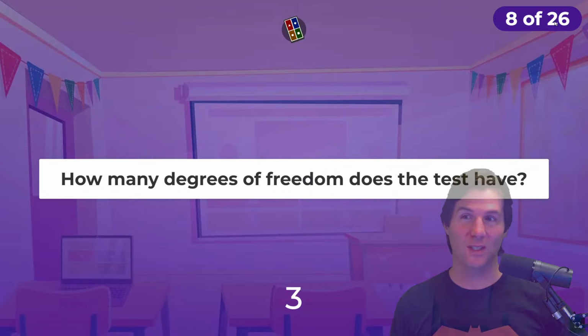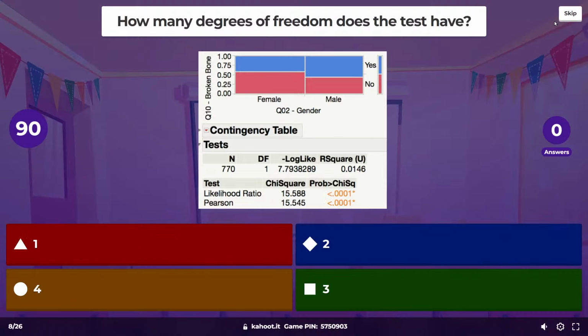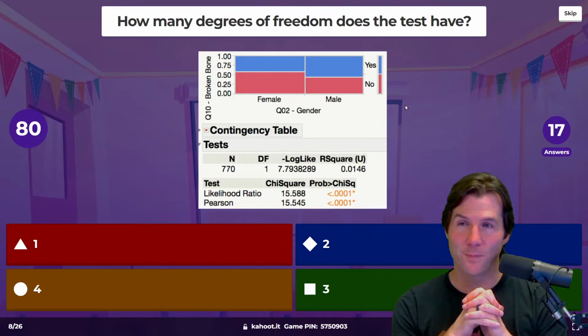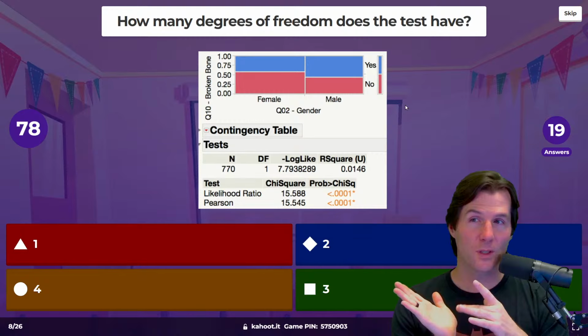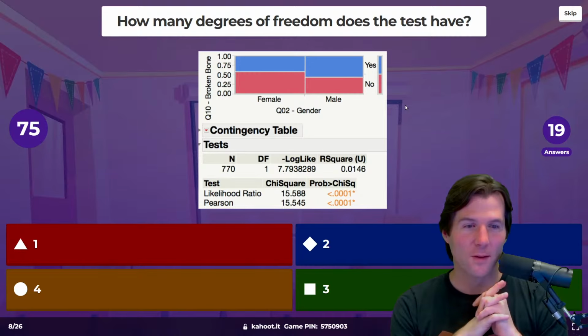How many degrees of freedom does this test have? Brian, this is a what by what. Let's talk about degrees of freedom as we do this question. This is the chi-squared test of independence. How do you know that?